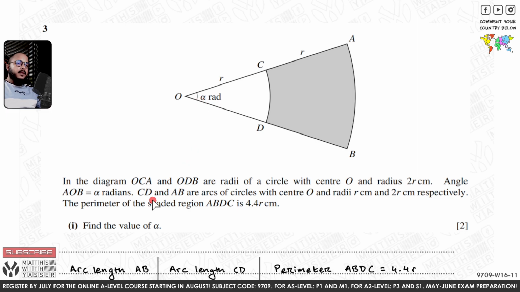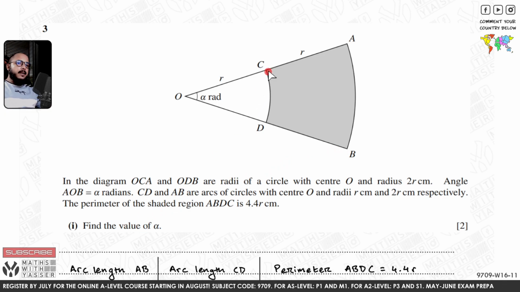This is the angle. So CD and AB are arcs of circles with center O and radii r centimeter and 2r centimeter respectively. The perimeter of the shaded region ABDC, this is the shaded region, is 4.4r centimeter. So with the help of this information, we are required to find the angle alpha. So we can see that this is r, so that means this is also r.